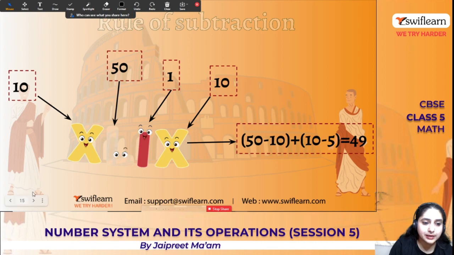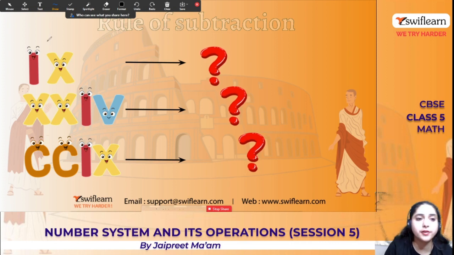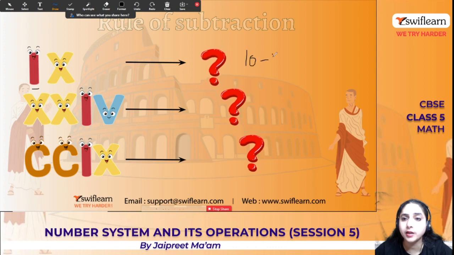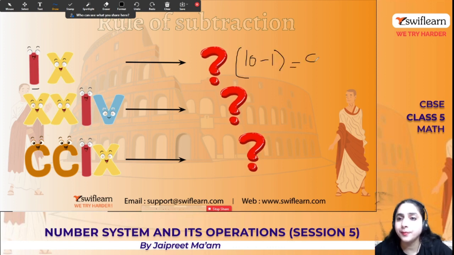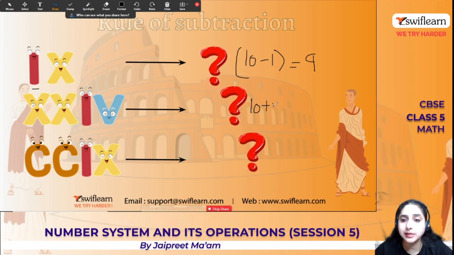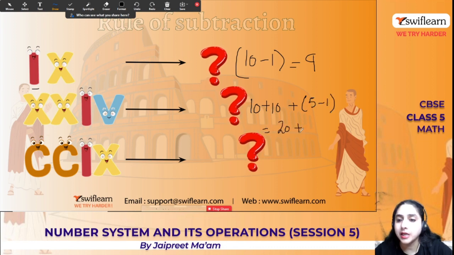Okay, let's move to our next example. So rule of subtraction, understood? Let's do a quick revision. The smaller value is written before the greater value, so 10 minus 1, it's 9. And then we have XXIV. There is no smaller value in the beginning, so we write 10 plus 10 plus, now the smaller value is written, IV. So how will you write it? You will write 5 minus 1. So it's 20 plus 4, that is 24. So the answer is 24.